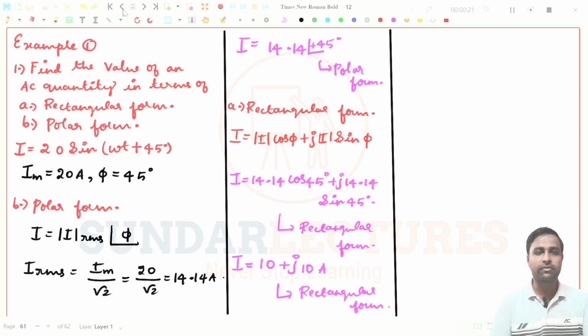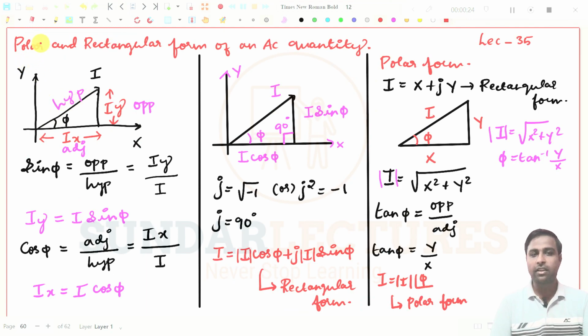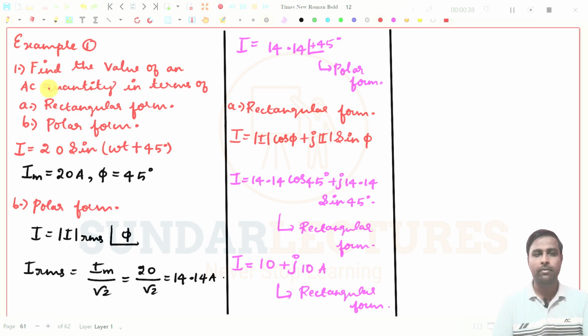So what are all the topics we have seen in the last class? We have seen what is the polar and rectangular form of an alternating quantity, and how we can write an alternating quantity in rectangular form or in polar form. For example, we have taken a numerical problem, and in that problem they have given you the general form of the AC quantity, and we have taken Im and phi values, and we have found the rectangular form and the polar form. This is how you can write the AC quantities.